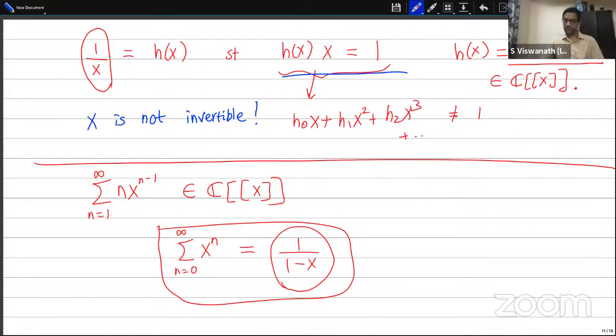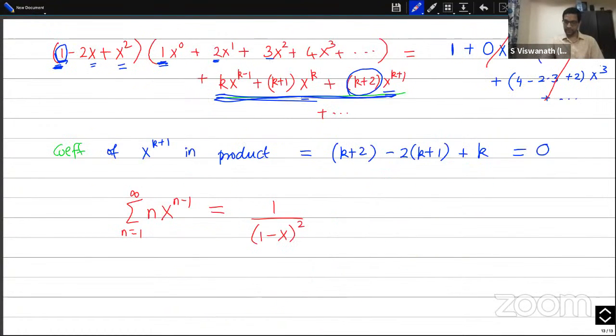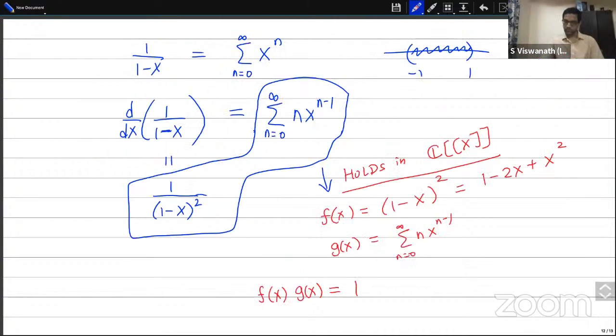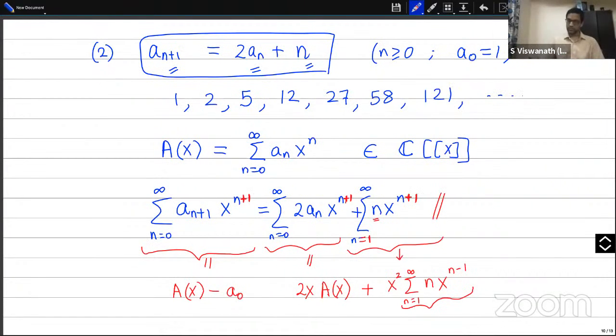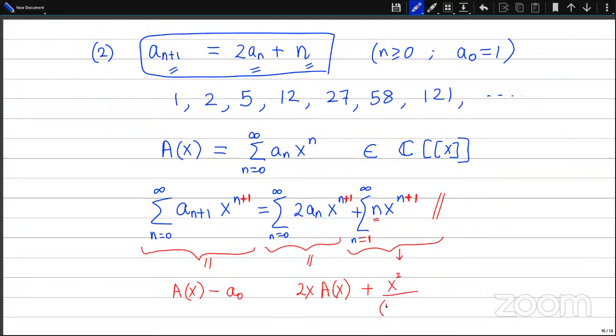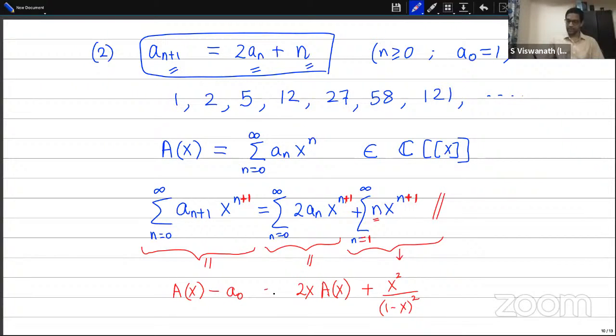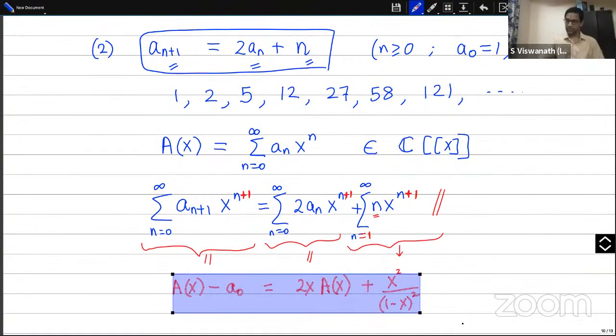So where were we? We said, sorry, this one, right? This was my question. So let me replace this x square with 1 minus x the whole square. Okay, so that is my equation now. Ax minus a naught is this. So let's copy that.